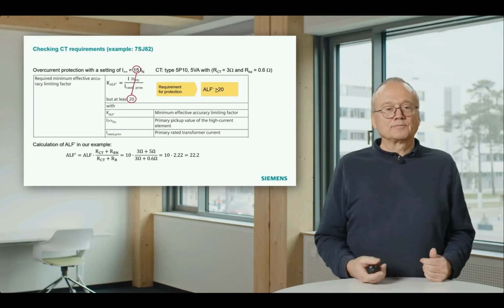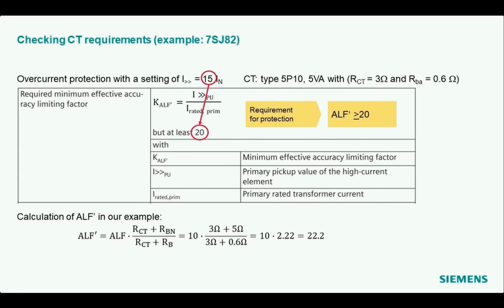In our example, the ALF dash is, the rated accuracy limiting factor is 10. We get that from the 5P10. And then we multiply that by the ratio: winding resistance plus rated burden, 5 plus 3, divided by winding resistance plus actual burden, 3 plus 0.6. That means 10 multiplied by 2.22.